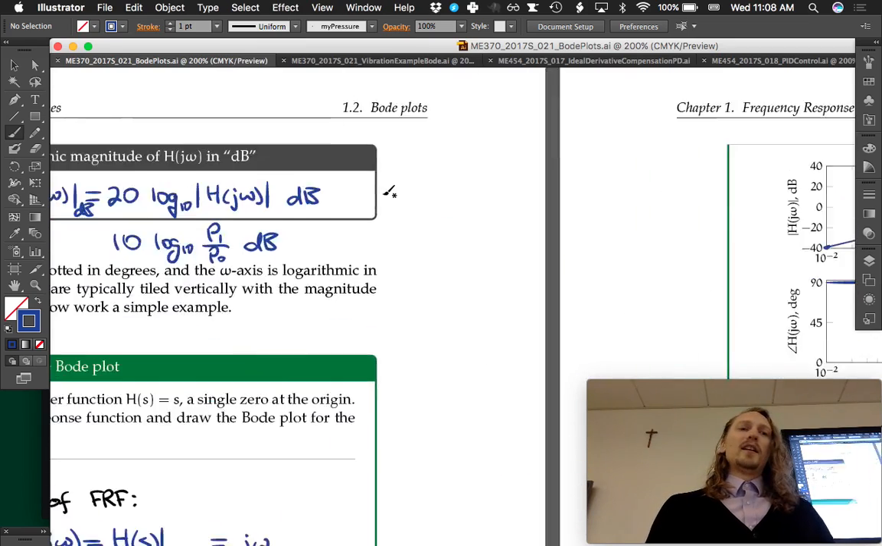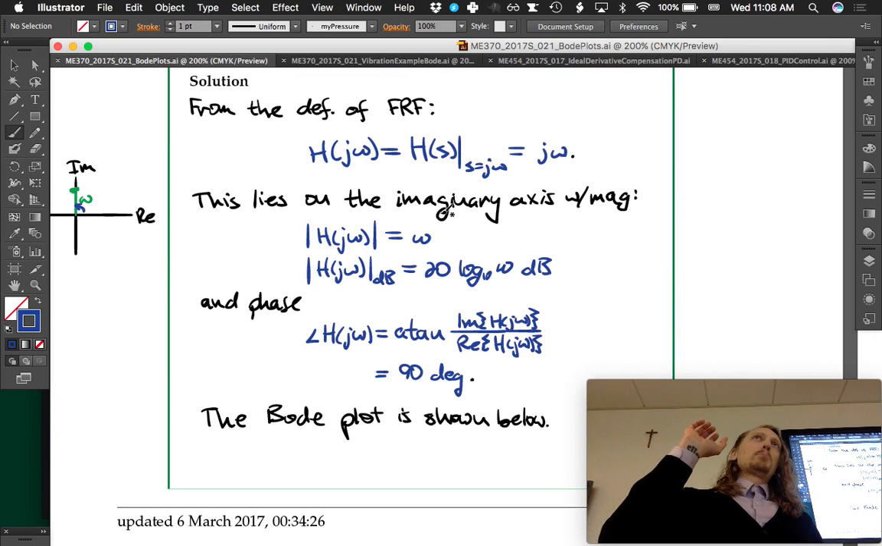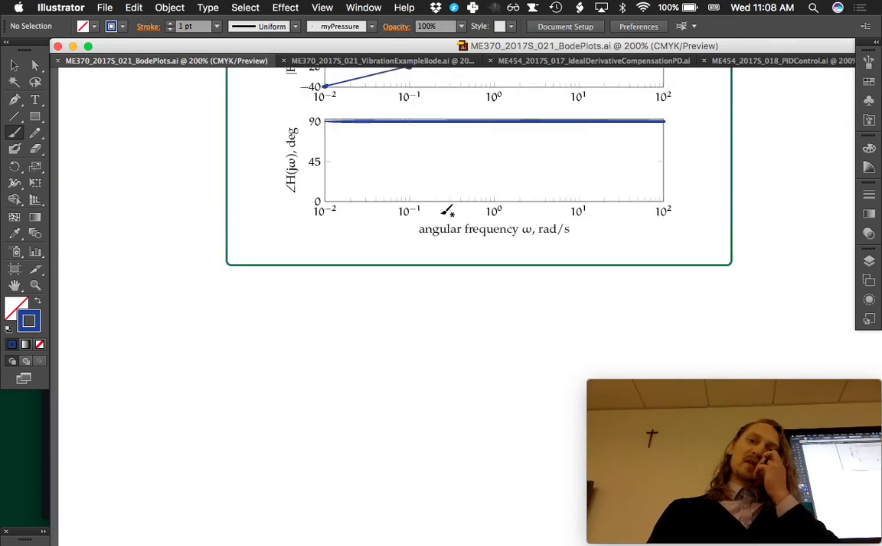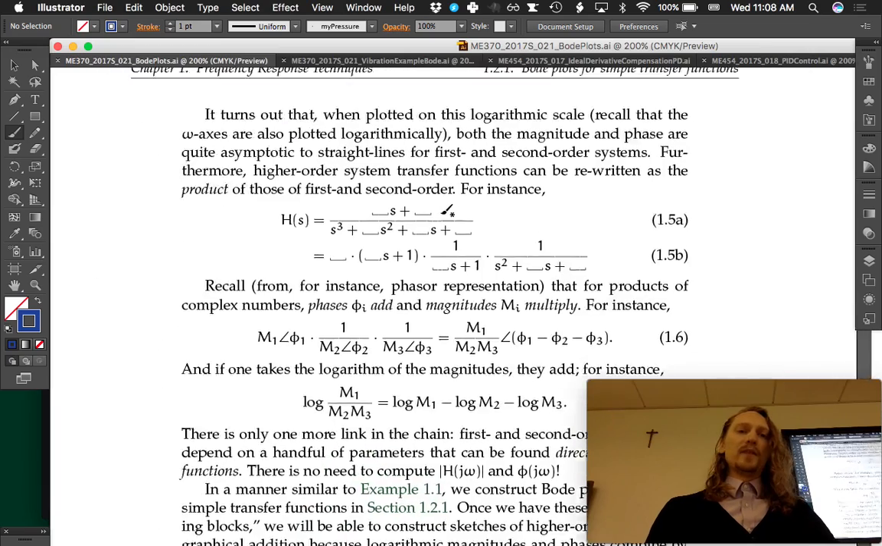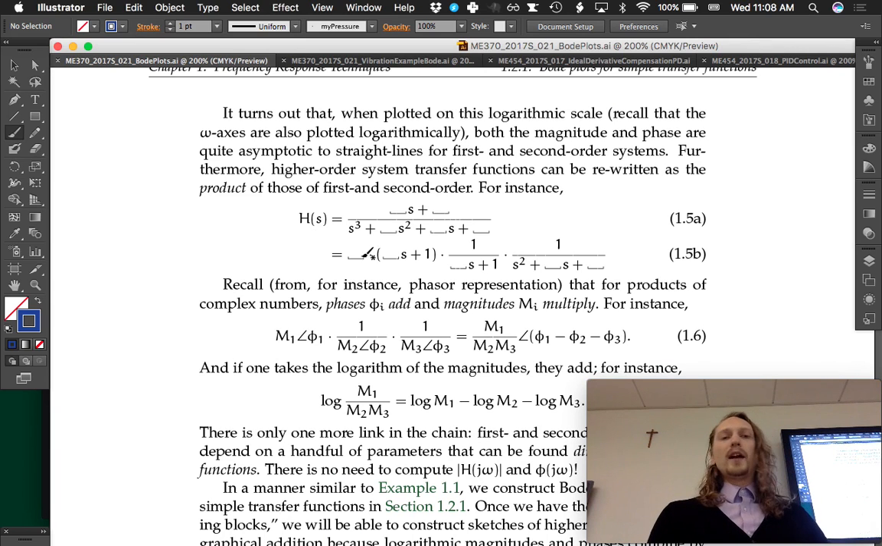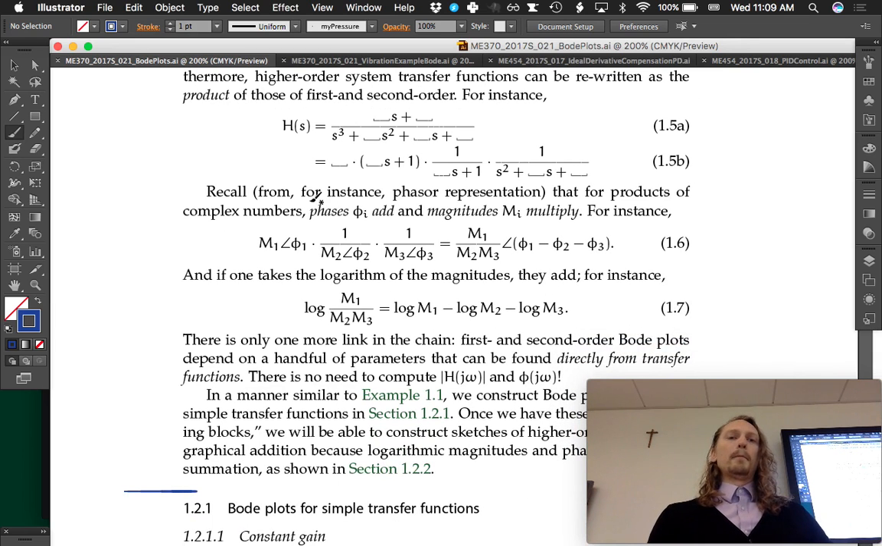We had this discussion here where we manually plotted some points, but we want to learn how to sketch them straight from the transfer function easily. And that's why we did all this discussion. The main takeaways were that, first off, you can rewrite the transfer function as a product of possibly a constant, first order terms, and second order terms. That's one of the big takeaways.